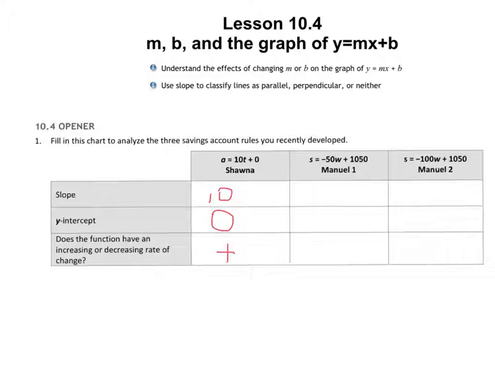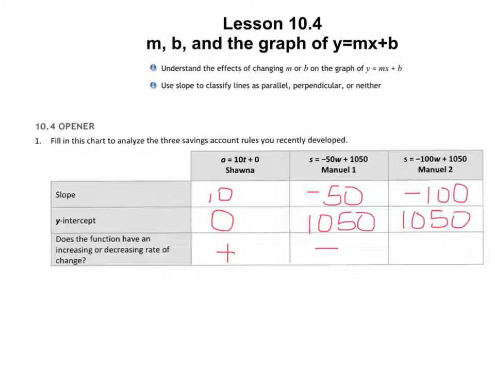Manuel is losing or spending $50 a week. His intercept is $1,050. That's how much money he started with. And he is taking the money out, so the slope is decreasing. In the third example, Manuel is spending $100 a week. He started out with $1,050. And since he's spending money, it is a decreasing function.